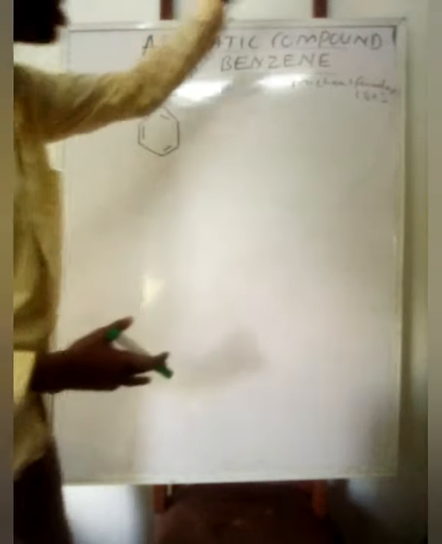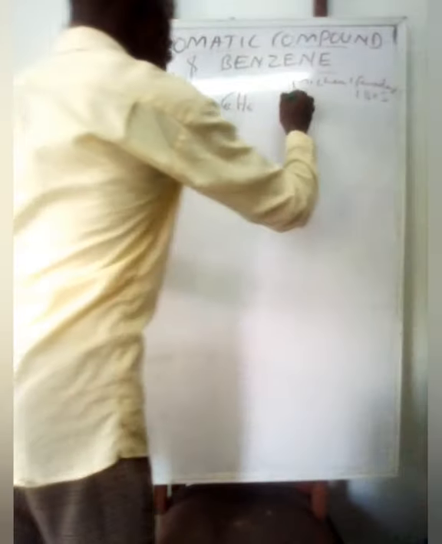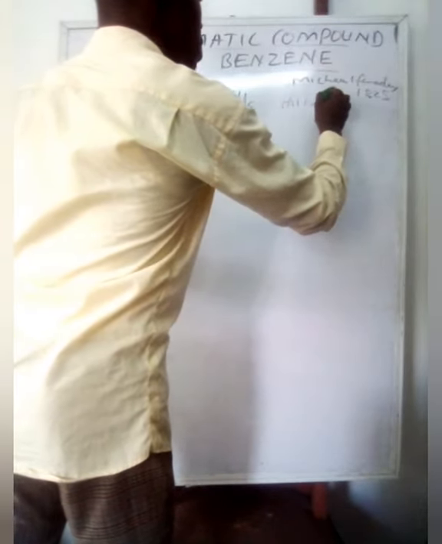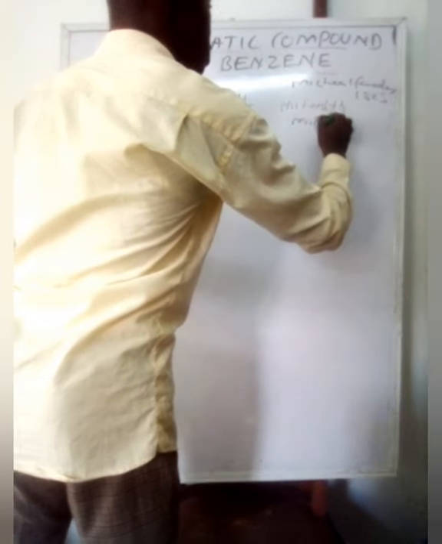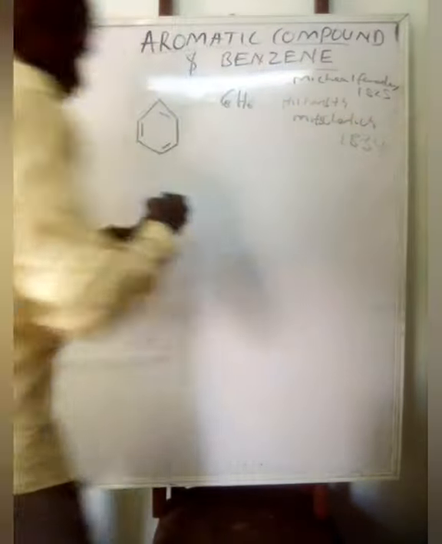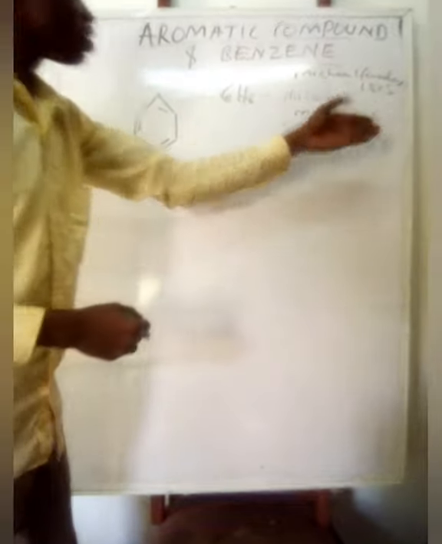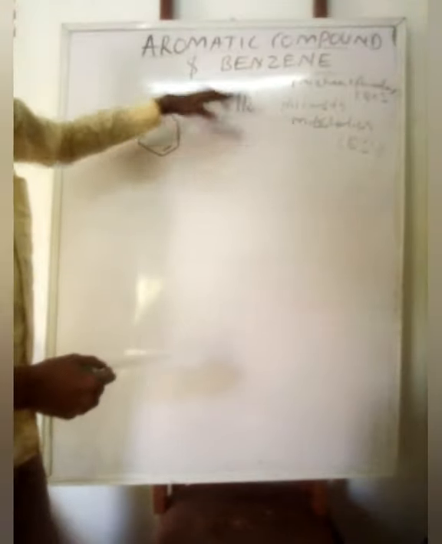So, that is the first stage whereby this benzene was found useful, being used by Michael Faraday in an illuminating gas. Then the molecular formula, C6H6, was derived by a man called Eilhard Mitscherlich in 1834. After 9 years of Michael Faraday isolating benzene, he gave this molecular formula, which is what? C6H6.